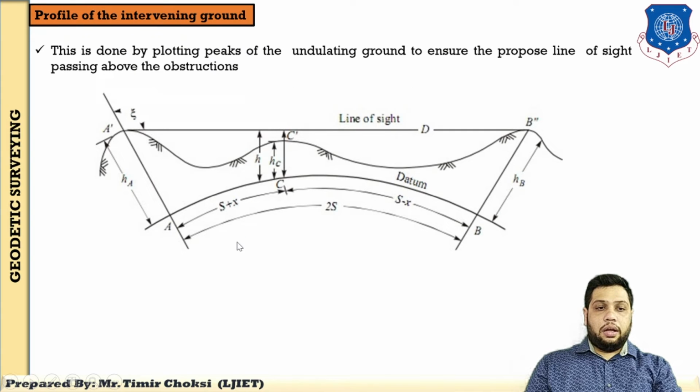Now, the third factor is the profile of the intervening ground. This is done by plotting the peaks of the undulating ground to ensure the line of sight passes above the obstruction. Here, the line of sight passes above the obstruction. A and B are two stations. C is also one station, but the intervening profile has undulating ground. So here the line of sight is above the obstruction. This is the third factor, the profile of intervening ground. So depending upon the three factors, you find the height of the signal.